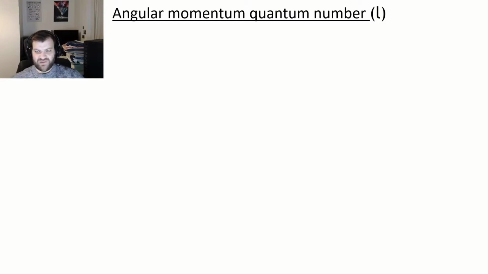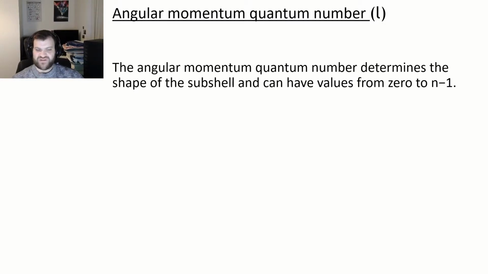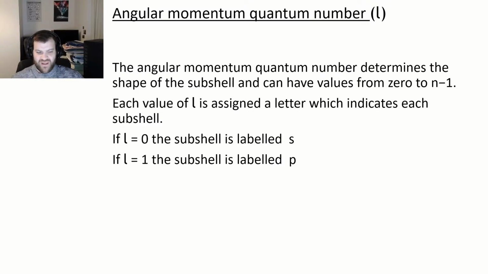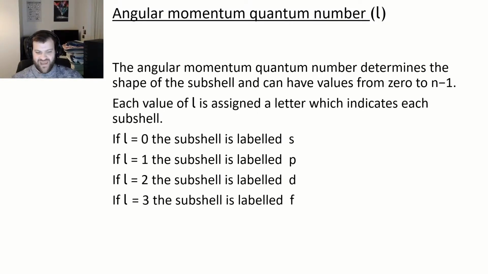Next, when we look at the angular momentum quantum number, it determines the shape of the subshell, and it can have values from 0 to n minus 1. Each value of l is assigned a letter which indicates each subshell. If we have l equals 0, we have an s subshell. If l equals 1, we have a p subshell. l equals 2 is a d subshell. And if l equals 3, the subshell is f.